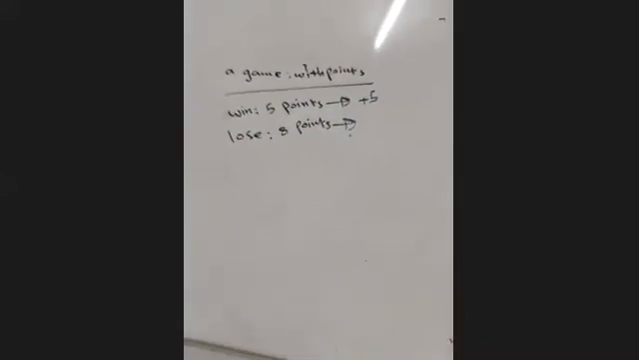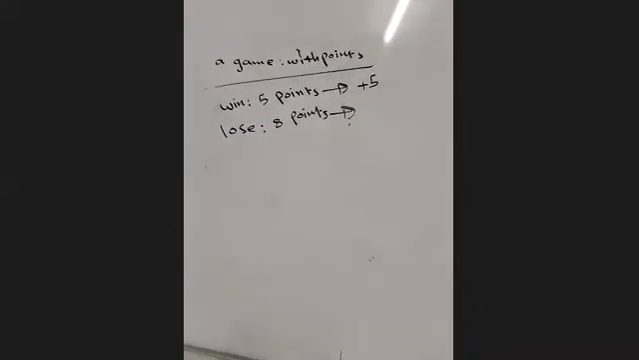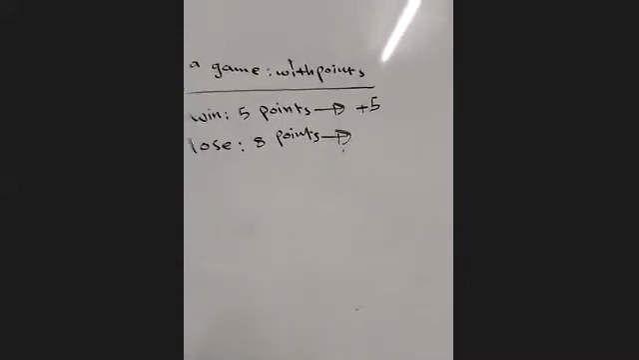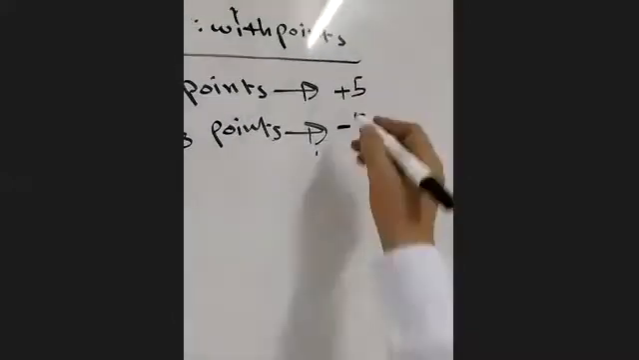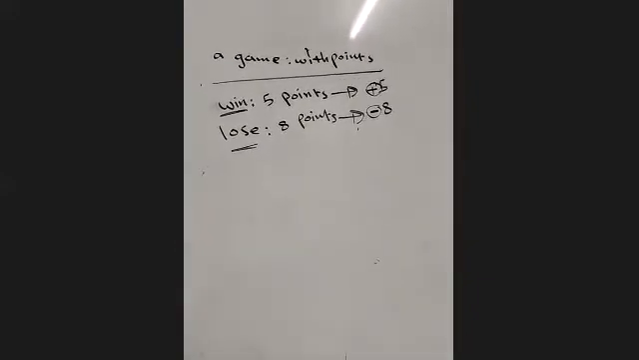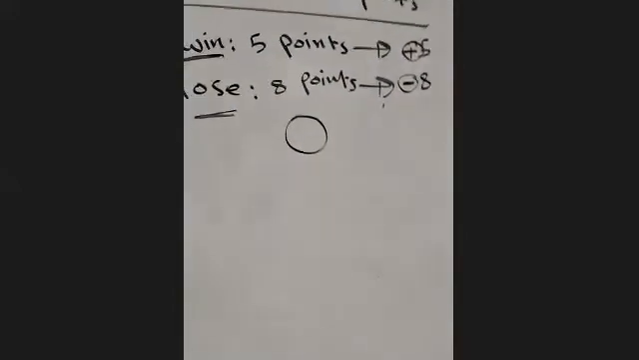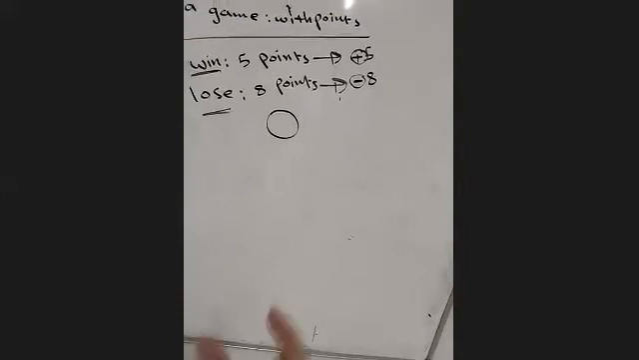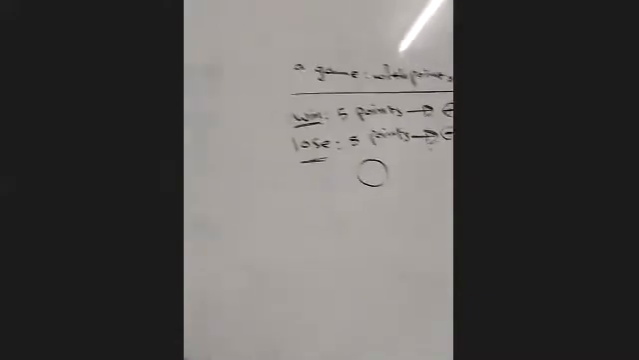So you are in the game and you win 5 points, we say plus 5 in math. But if you lost 8 points, we say what? Minus 8 or negative 8. So plus means winning, negative means losing. If you don't win and you don't lose, we are talking about what? 0. You are not winning and not losing any points, so you are still in the 0 case. So this is in general about negative and positive.